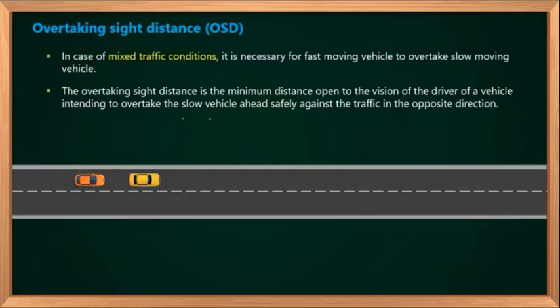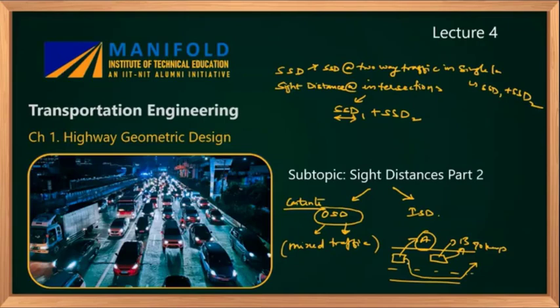What will happen is, see here, in the opposite direction also some vehicle may come, right? So before this opposite vehicle approaches him, A has to move back to his original lane. Are you getting the point?